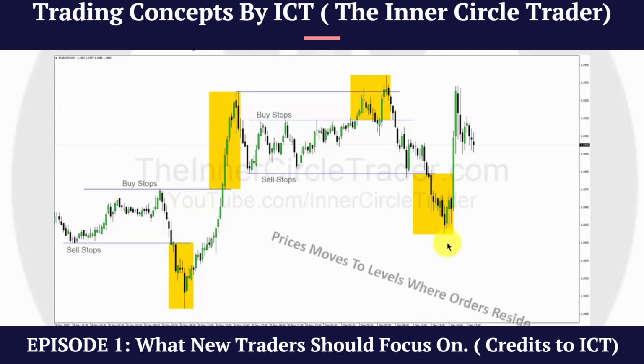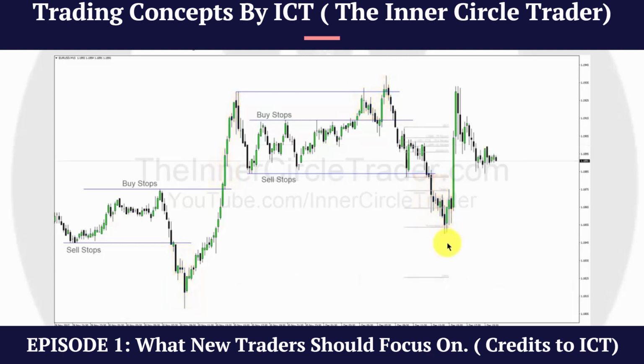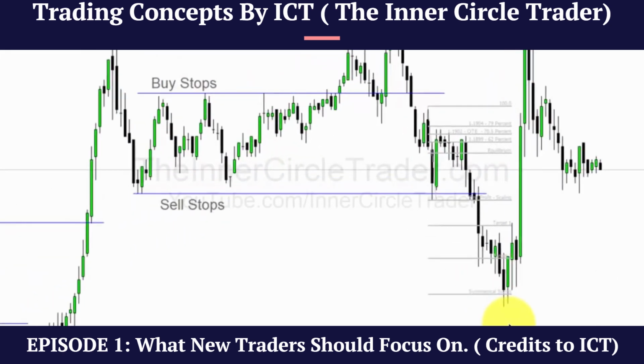I want you to think about what makes price move. Prices move to levels where orders reside. Now, orders reside above old highs and below old lows. So if we see double tops and double bottoms, our chart should be noted like this. Notice there is an absence of any kind of indicator except for now the application of a Fibonacci. The Fibonacci is what I taught to use to get the optimal trade entry.